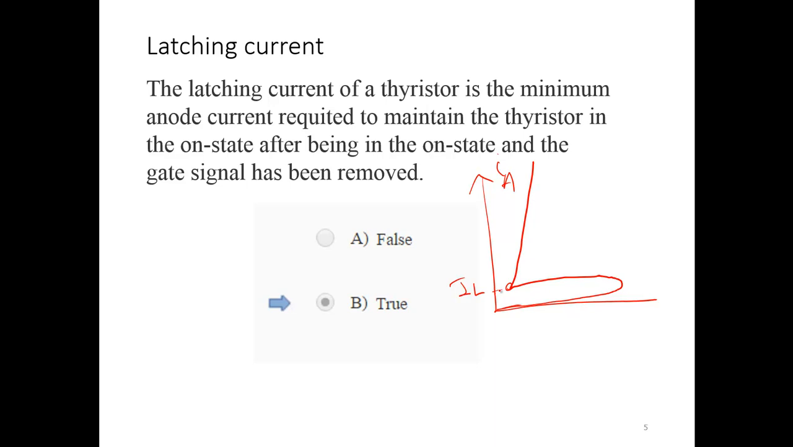That is true. It latches itself. Then after it latches, you can remove the gate current, and it will remain on. This is true: the latching current is the minimum current required to maintain the thyristor in the on state after being turned on. So once it becomes on, you have to maintain that current there. It's the latching current. It latches itself.